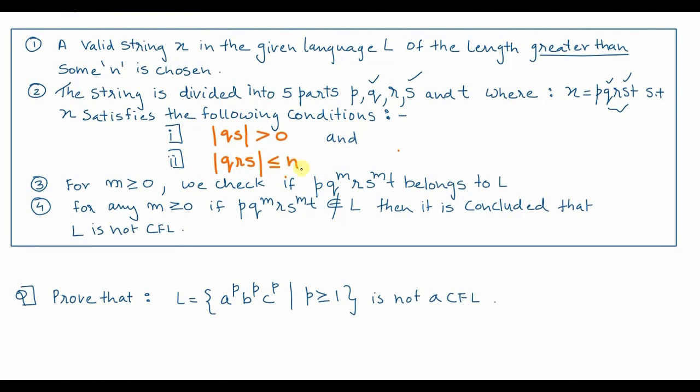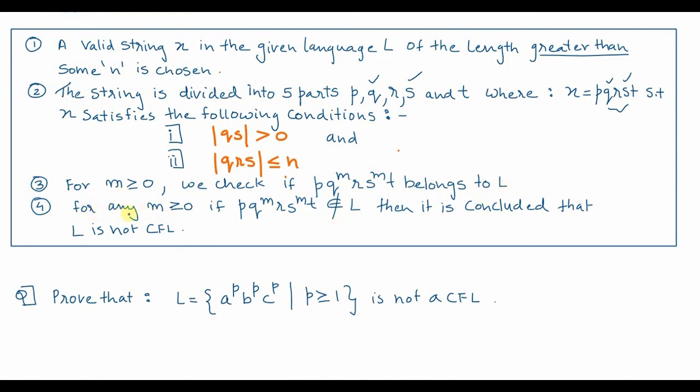Third, for the value of M, now M is nothing but what is called the pumping length. So for M greater than or equal to 0, M will start from 0 till infinity. For every value of M, we check if the string P Q raised to M, R S raised to M, T belongs to the language L.